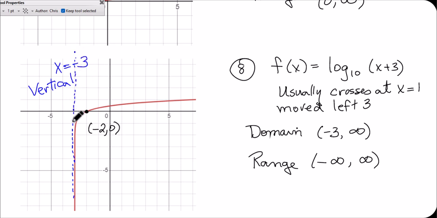Normally, it's undefined when we are at 0. What makes this 0 is minus 3. So there is a vertical asymptote that you must draw there at minus 3. So the domain starts there, a parenthesis because it's not defined at minus 3. The range is down forever and up forever. So that concludes our basic graphing, moving things left, right, up, or down.